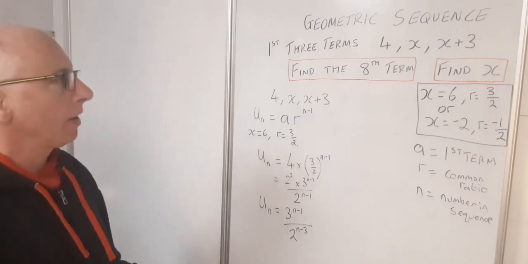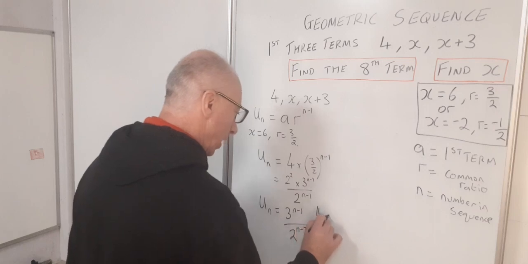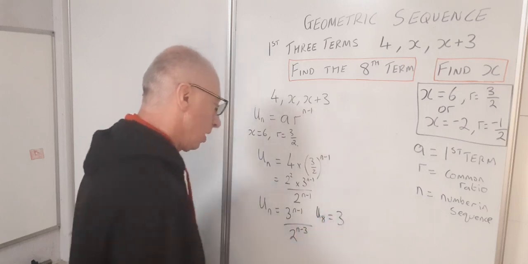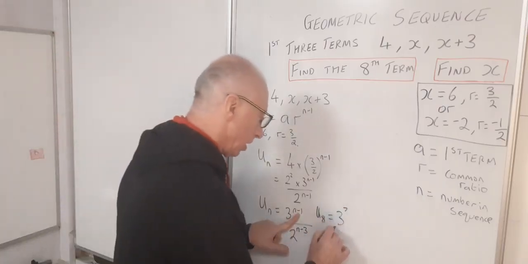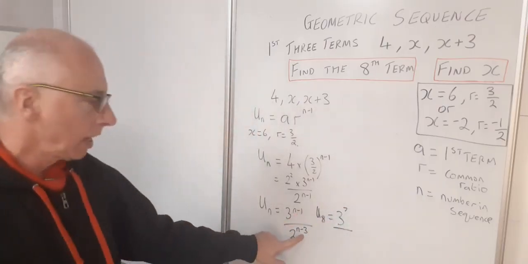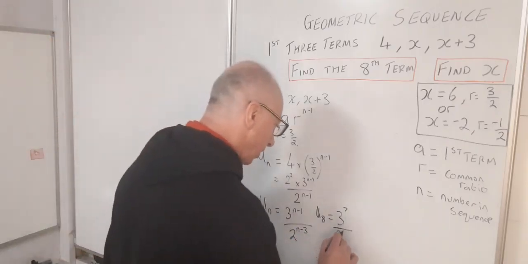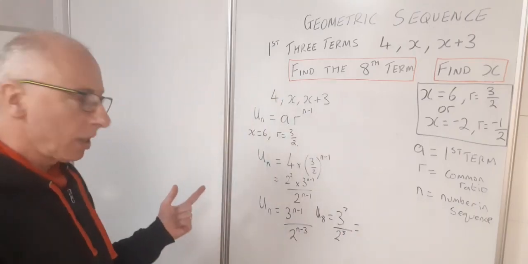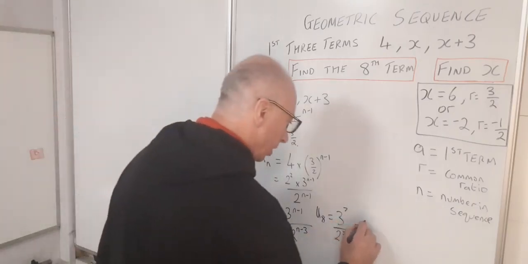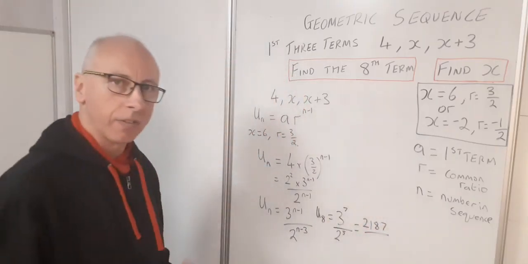Now what about if I want the 8th term? So u of 8 gives me 3 to the power of 8 minus 1, which is 7. And then I've got 2 to the n minus 3. So 8 minus 3 is 5. That's 2 to the power of 5. So that's going to give me 3 to the power of 7 is 2,187. And then 2 to the power of 5, that's 32.